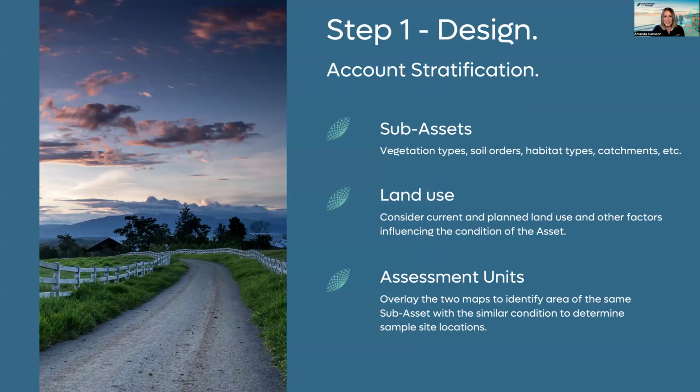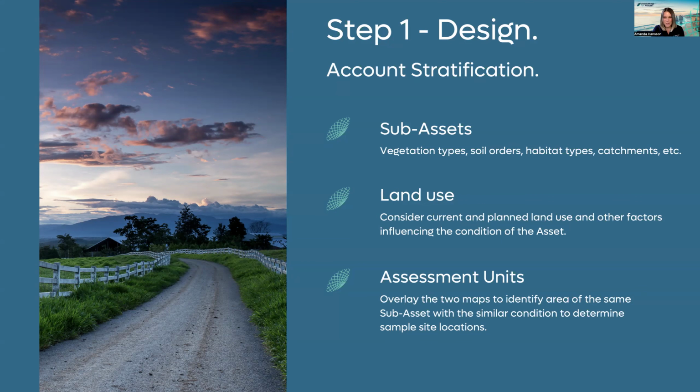And so towards the end of step one, when you have developed or selected an accredited method suitable to your purpose, you need to look at how that method tells you to go about account stratification. What account stratification really entails is identifying areas of the environmental account that are similar in condition and asset type. So the first thing you need to look at is generating something called sub-assets.